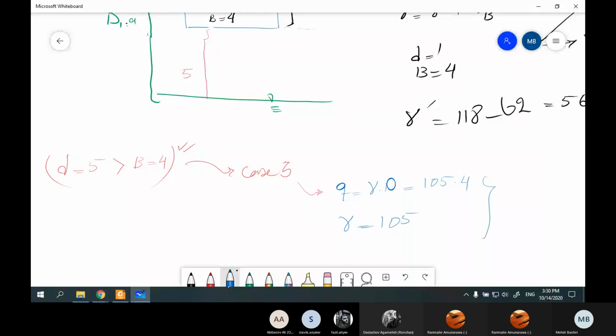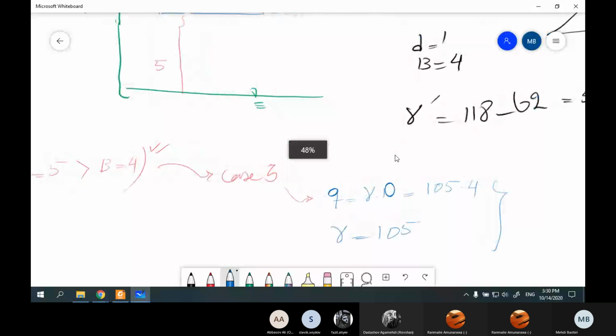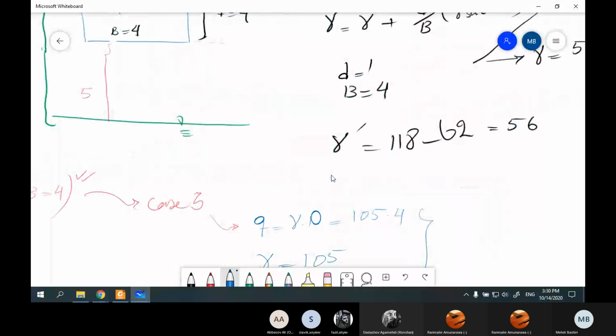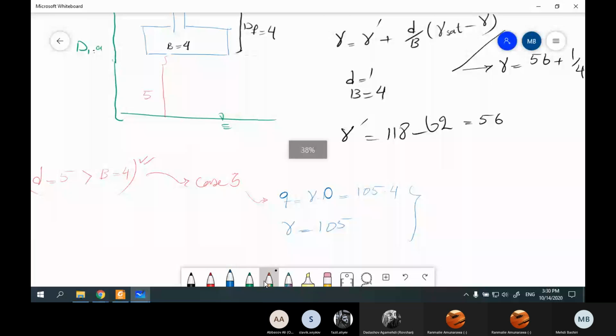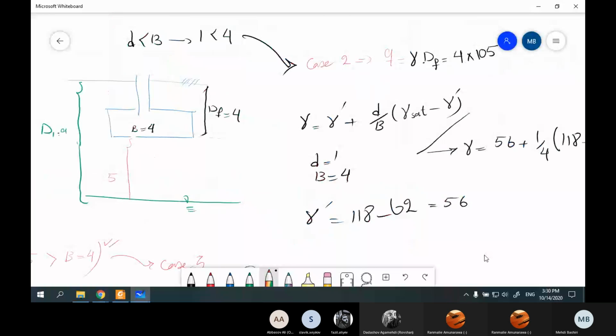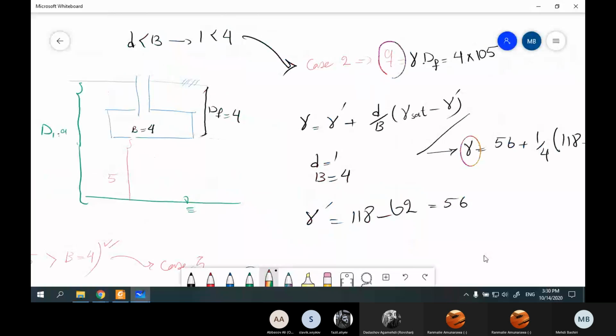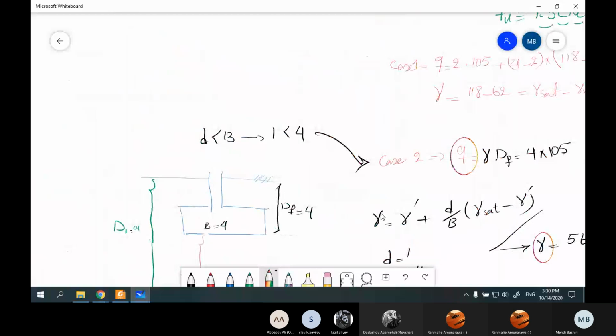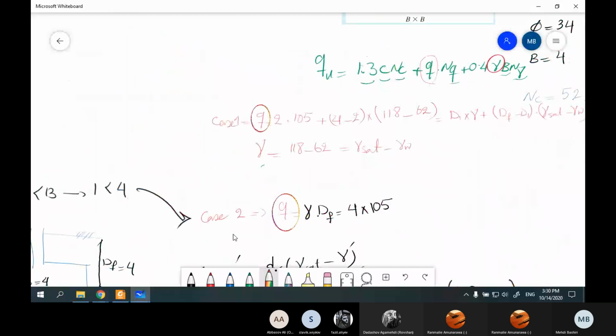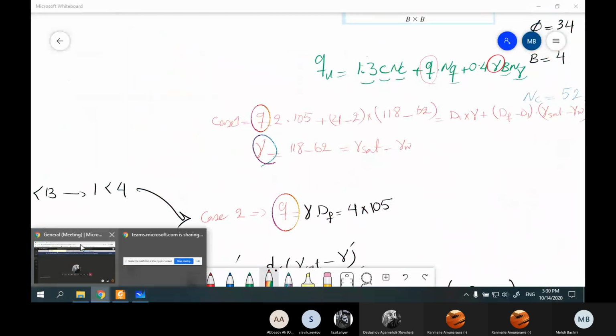So you can use this Q and this gamma for each case. For this case, you should use this one and this one. For this case, you should use this one and this one. For the other case, you should use this one and this one. When you obtain this one, then you can put them in this equation and get your answer. Any question?